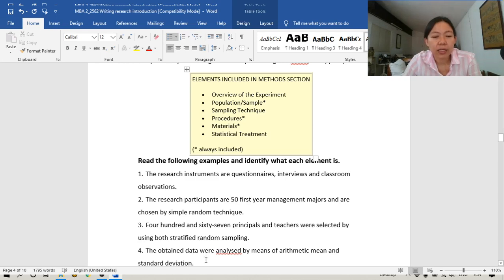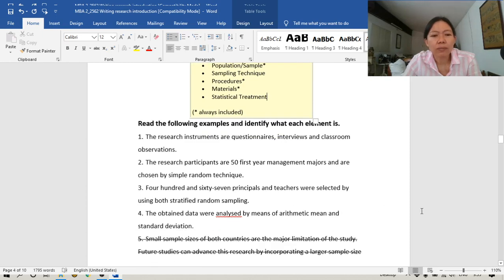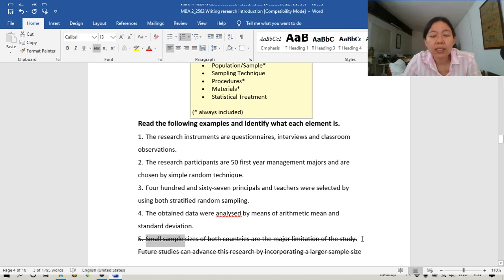Next, sentence number 4, the obtained data were analyzed by means of arithmetic mean and standard deviation. Here we are talking about statistical treatment. And the last sentence I have actually deleted because even though it talks about sample size, it basically talks about the limitation of the study, and it should not be included in this section. It should be in the discussion section, so my apology.